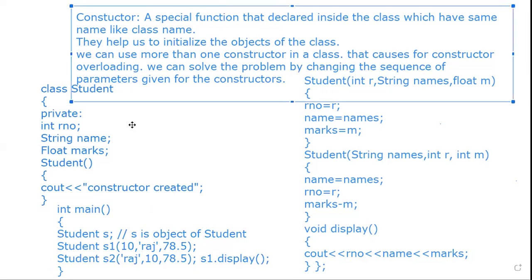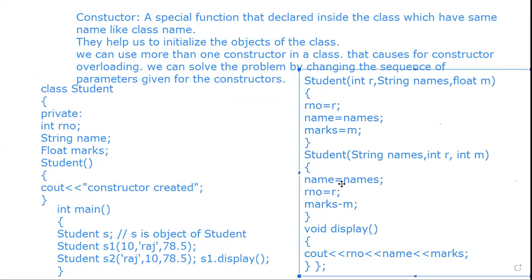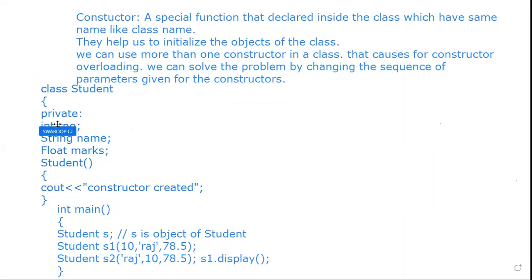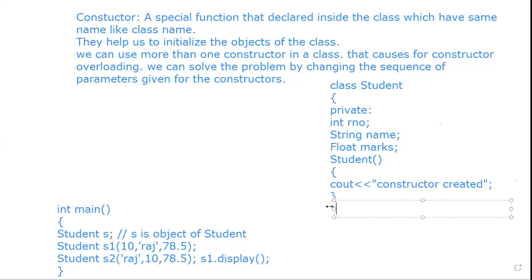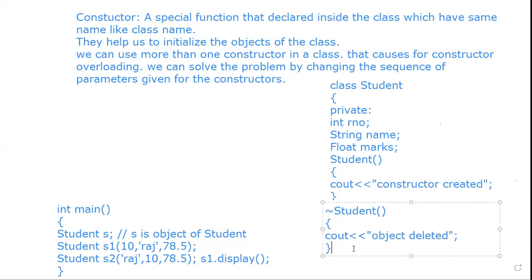I will remove this one, and I will keep this one. So in this case, as of now, we have created the constructor. Along with the constructor, I am creating one more thing that is called the destructor. So how do you identify the destructor? There should be a tilde character before the destructor name, and moreover, the destructor cannot have any parameters. I will write a simple message, object deleted. And finally, we have to close the class.